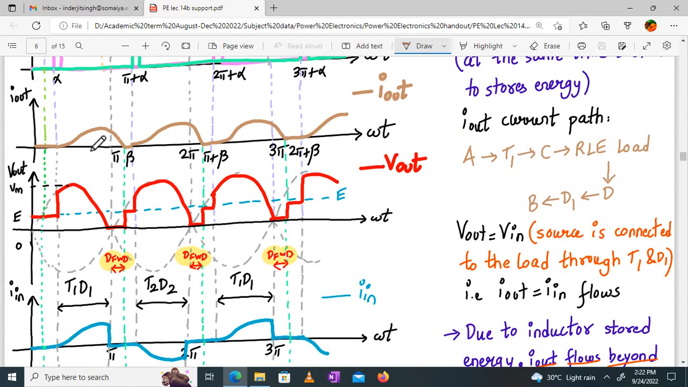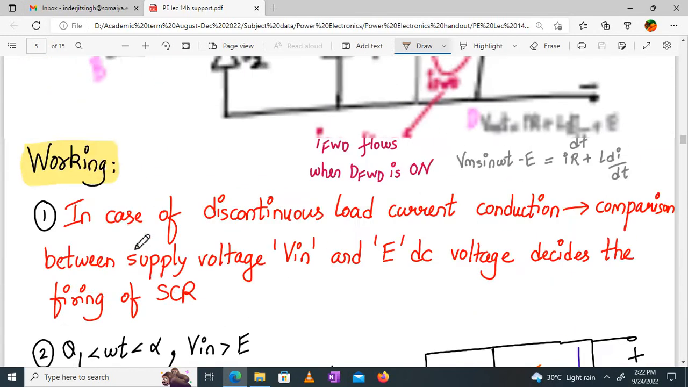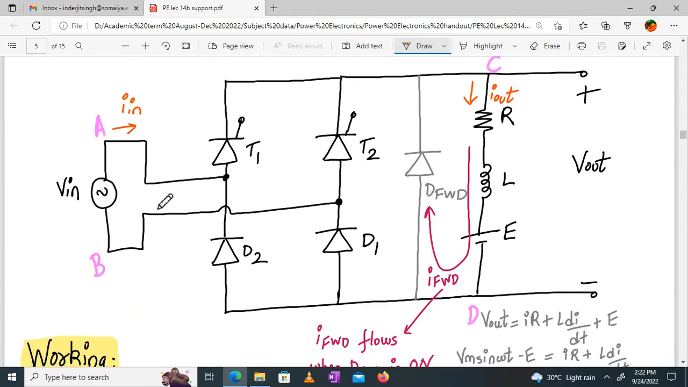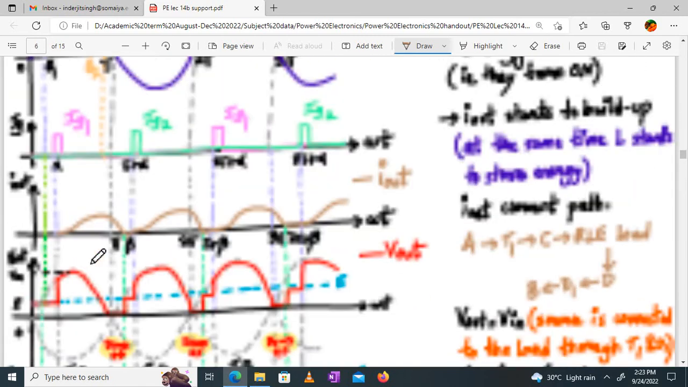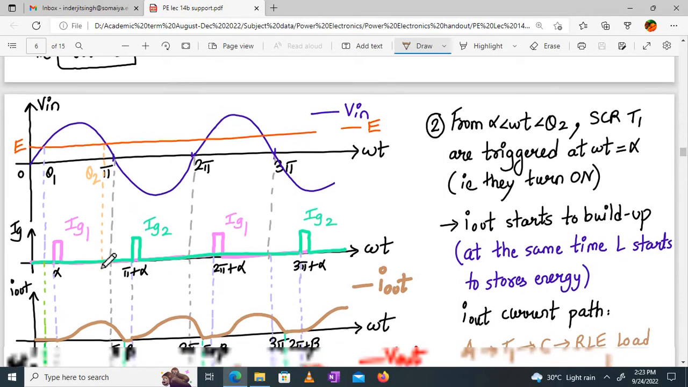So from 0 to theta 2 or theta 2 to pi, your current gets built up. And now after pi, it starts reducing because after pi, your negative half cycle appears. So after pi, your polarity across the V changes and you enter into the negative half cycle. So here it is. We are entering the negative half cycle after pi. All right. So then what happens?